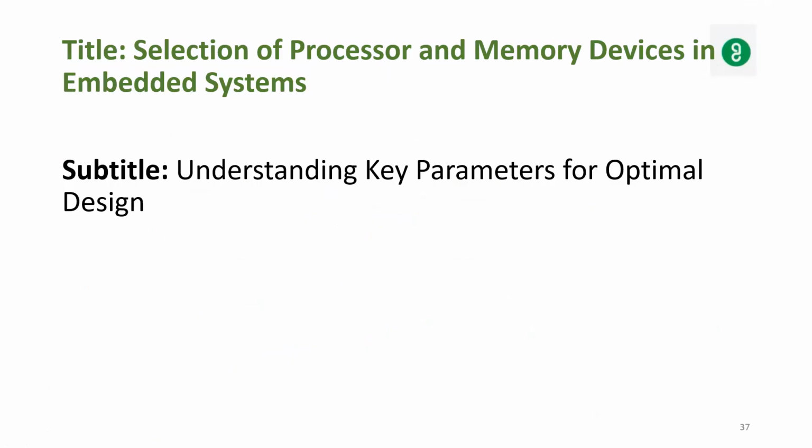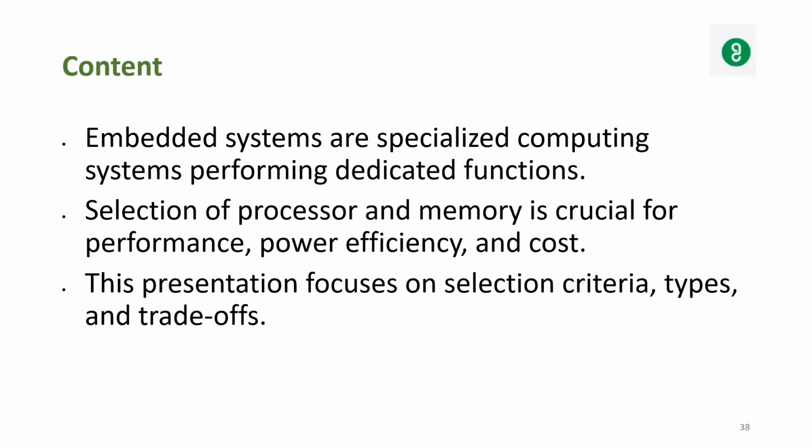Next is selection of processor and memory in embedded systems. Embedded systems are specialized computing systems performing dedicated functions. Selection of processor and memory is crucial for performance, power efficiency, and cost. This presentation focuses on selection criteria, types, and trade-offs.